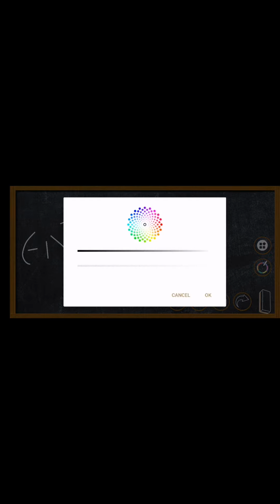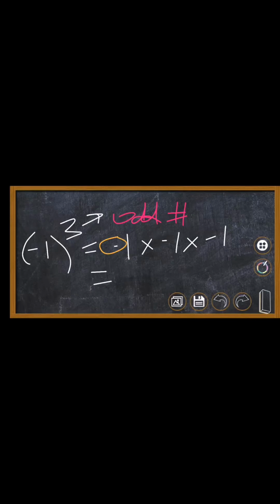a negative times a negative is positive. So this part will yield a positive 1. Then times negative 1 gives us 1 times negative 1, which is negative 1. So what are we trying to say? That negative 1 to the power of 3 is equal to negative 1. And remember, that's an odd number.